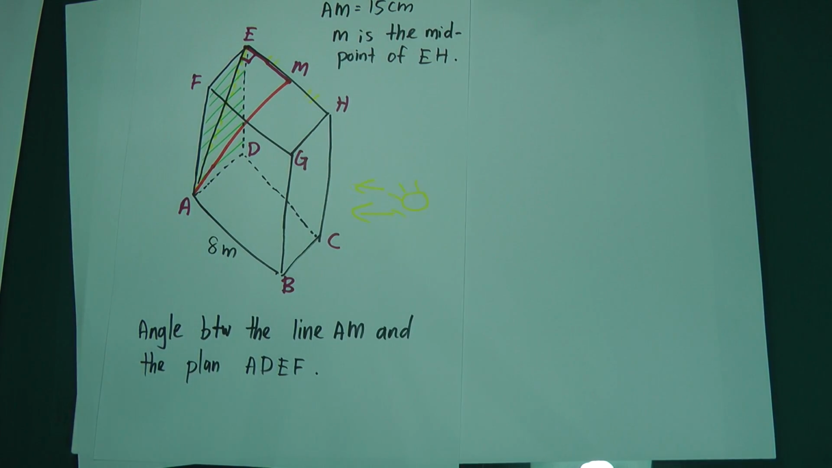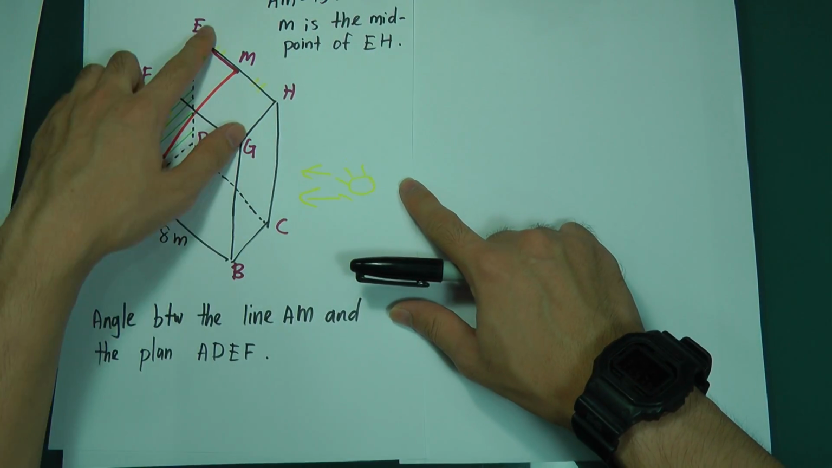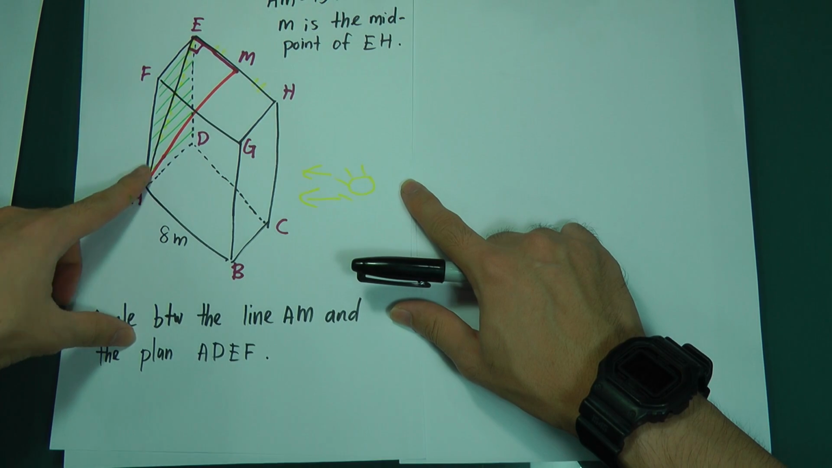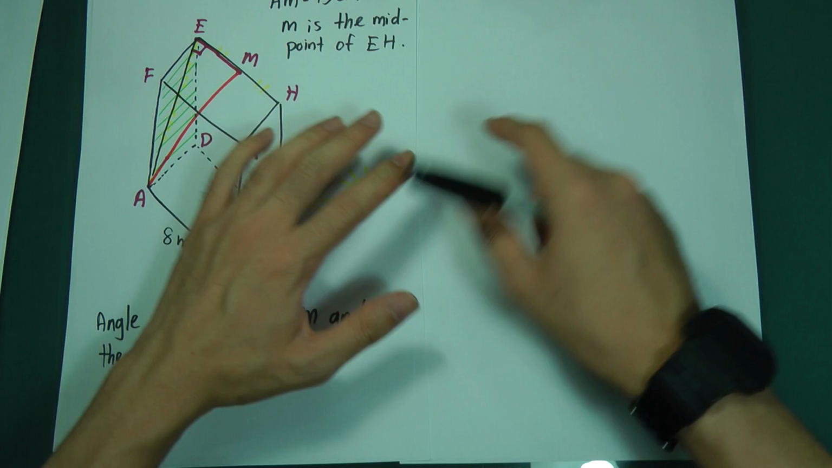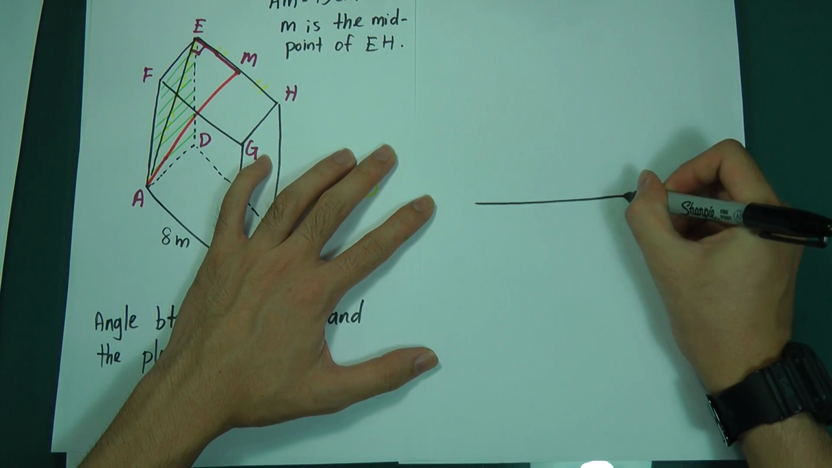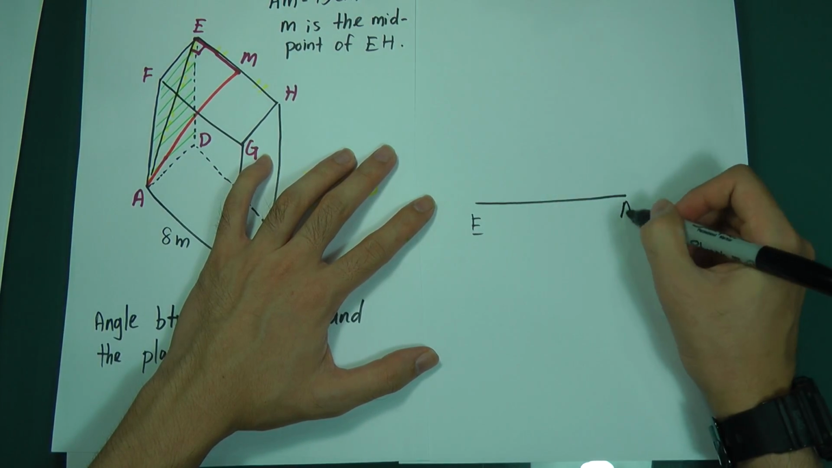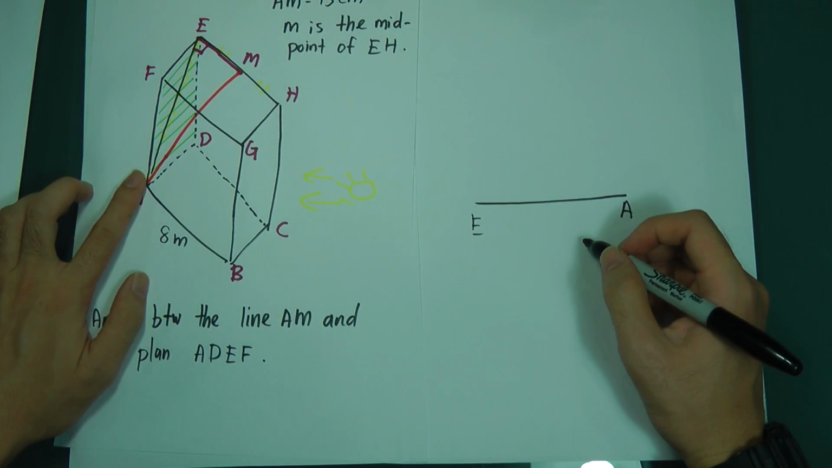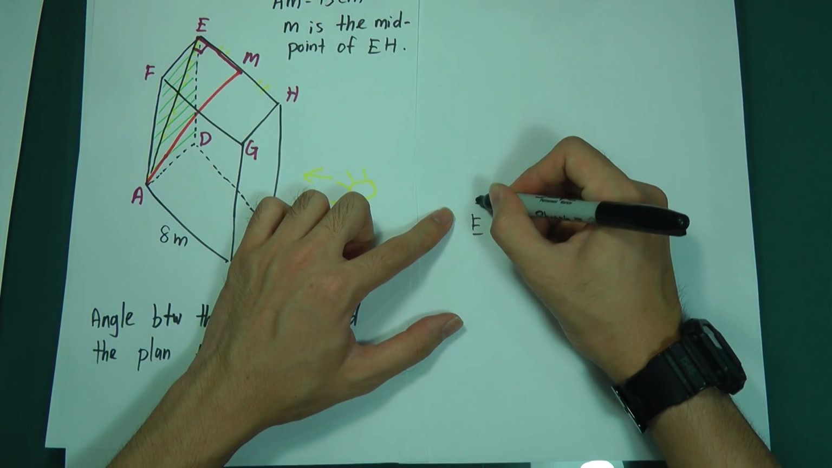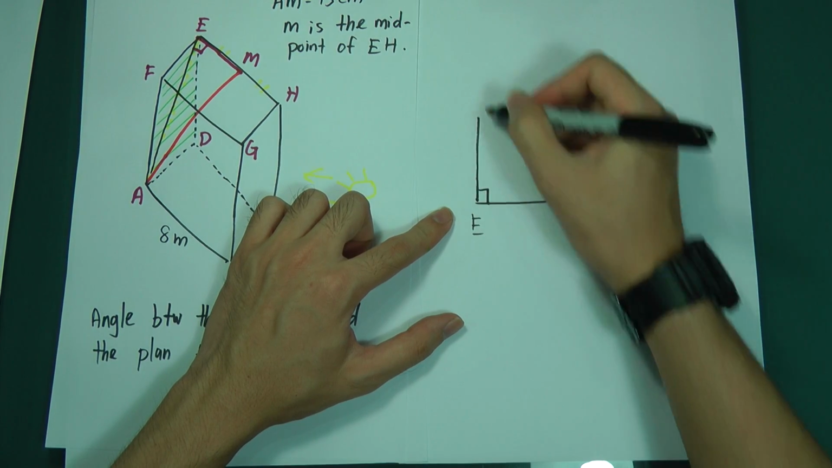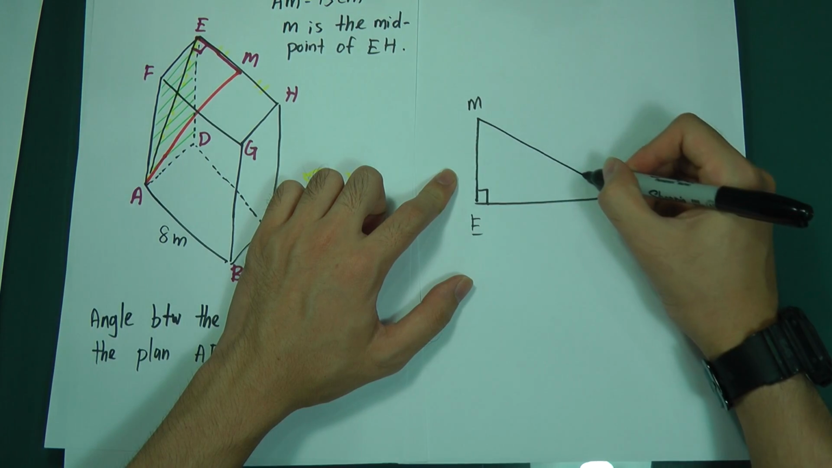Now I want to draw out this triangle. When I draw this triangle, I draw EA first, AE first on the bottom. This is E, this is A. Then E will connect to M, forming a 90 degree angle, and then M will connect to A.